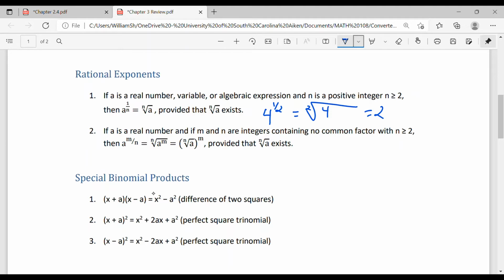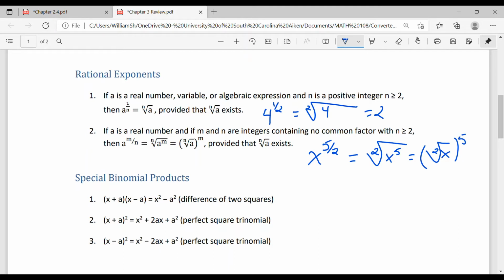If a is a real number and m and n are integers containing no common factor, with n greater than or equal to 2, then a to the m over n is equal to the nth root of a to the m, or the nth root of a raised to the m, provided that the nth root of a exists. So if I give you something like x to the 5 over 2, I've written some rough 2's in my time, but that one ranks. You can rewrite that as the square root of x to the 5th, or you could rewrite that as the square root of x all to the 5th.